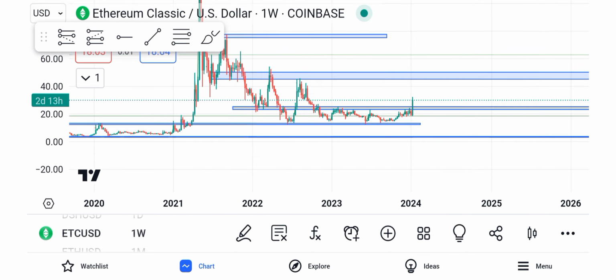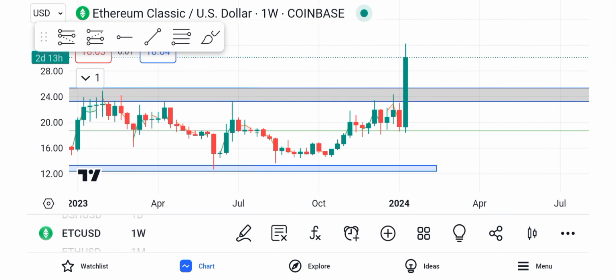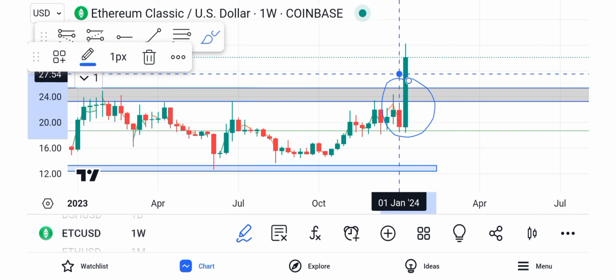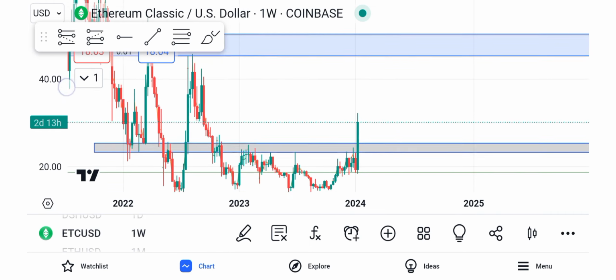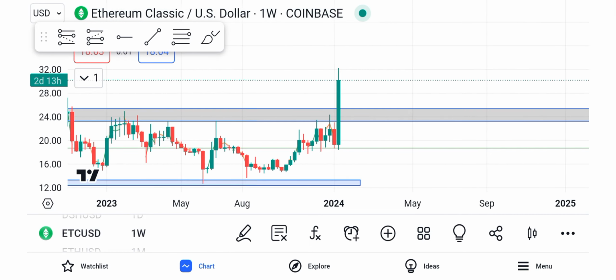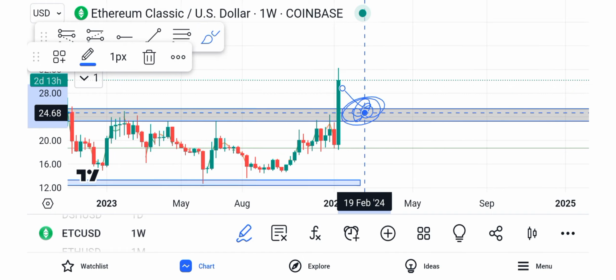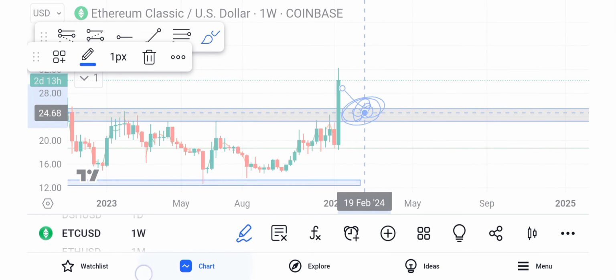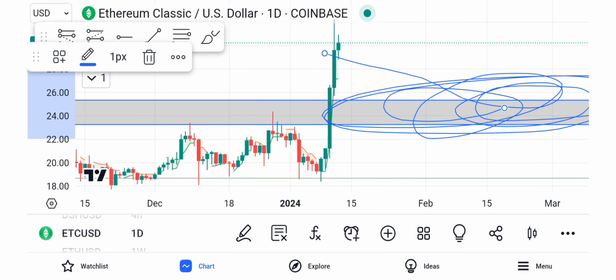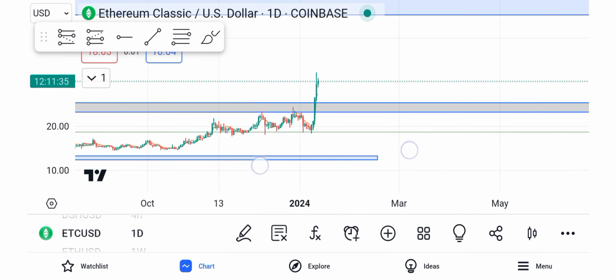Okay, but as we can see right now, our support area has been broken but hasn't been turned to a resistance yet on the weekly time frame. So what do we expect on this weekly time frame for Ethereum Classic? We expect a retracement to this level to retest this base. Let's see if we get a better picture on the daily time frame. Okay, this is the daily time frame. So we expect a retracement to that level.